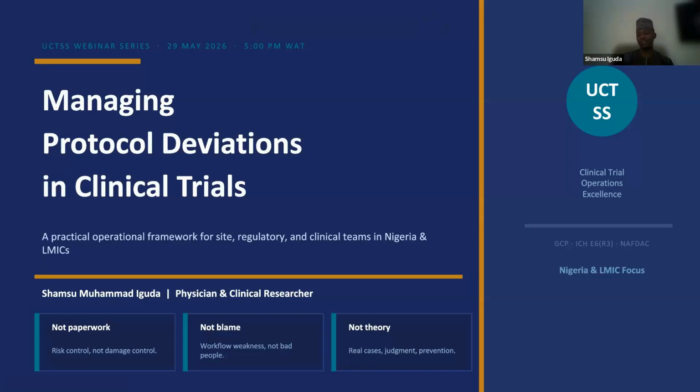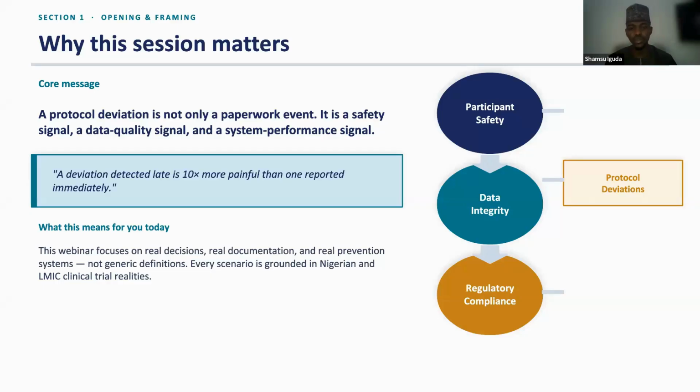So I have seen most of the things related to protocol deviations have been discussed. I want to open with the core message here in these slides because it sets the intellectual foundation for everything that follows. A protocol deviation, I say, is not a paperwork event, as stated. Let me explain why this distinction matters.